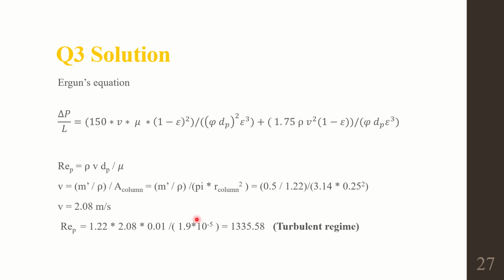Calculating the Reynolds number, we get 1.22 into 2.08 into 0.01 divided by 1.9 into 10 power minus 5. This gives us 1335.58. This is coming under the turbulent regime, like we know the Newton's regime and Stokes regime, right? This is obviously not in the Stokes regime. The Stokes regime would be very low, and this is the turbulent or Newton's regime. So we are using only the latter part of the equation.